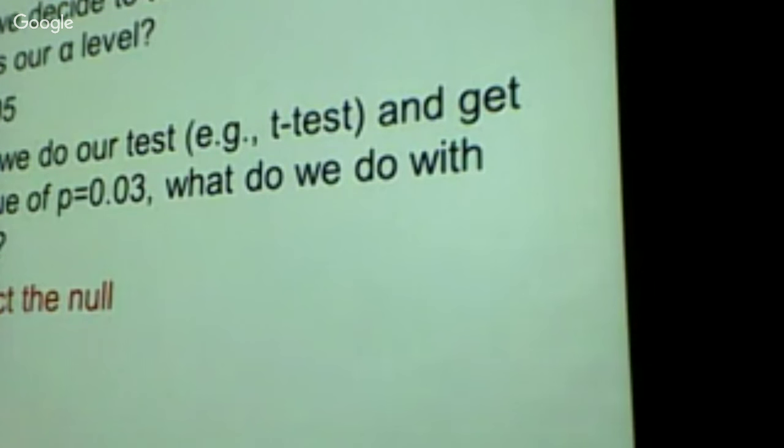Okay? What do I do if my p-value is equal to alpha? What's 0.05? By convention, we reject it as well. Okay, so summary. If my p is less than or equal to alpha, we reject the null. If it's greater than alpha, we fail to reject the null.